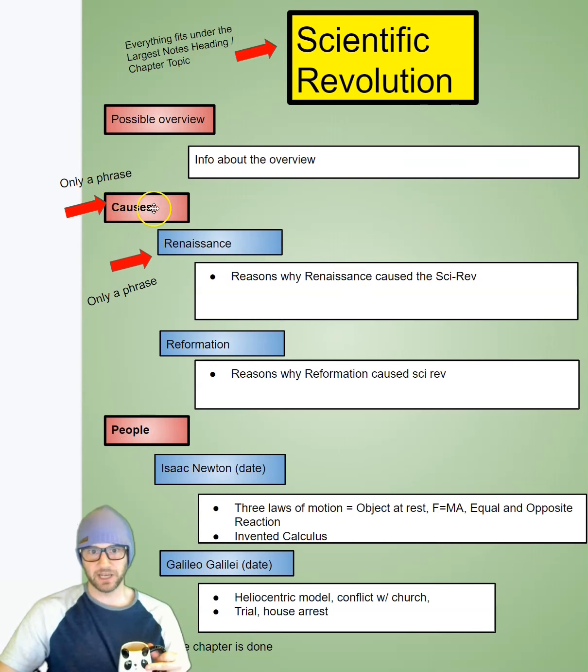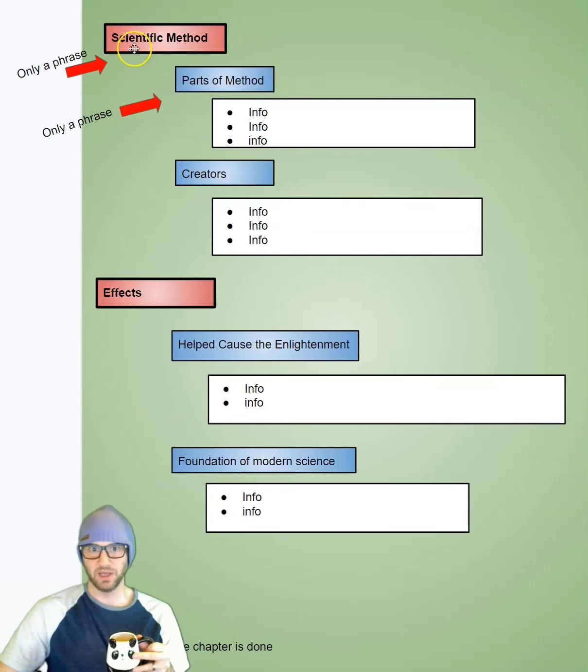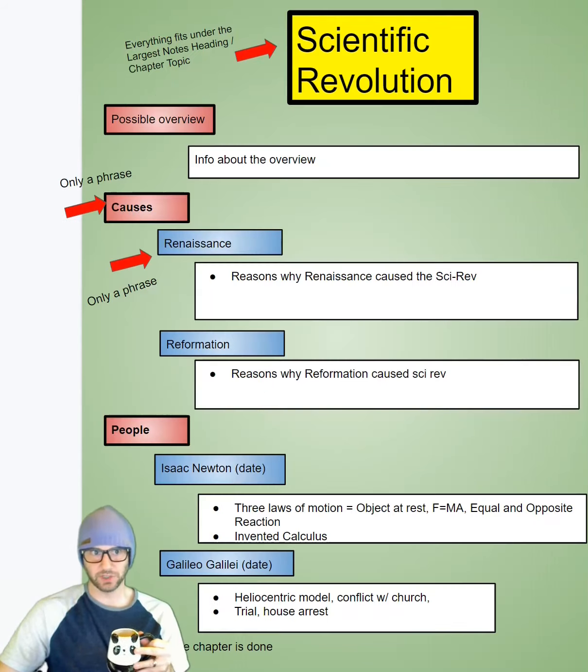And then each major topic has a heading. And it's only a phrase. And if we were to do the scientific revolution, I divide that into different parts of the scientific revolution, such as causes is a heading, people of the scientific revolution is a heading, the scientific method is a heading, and the effects of the scientific revolution. Now notice when I divide it, these are only phrases: causes, people, effects.